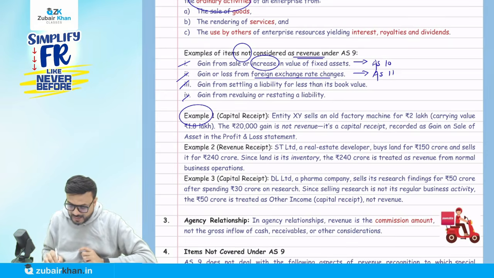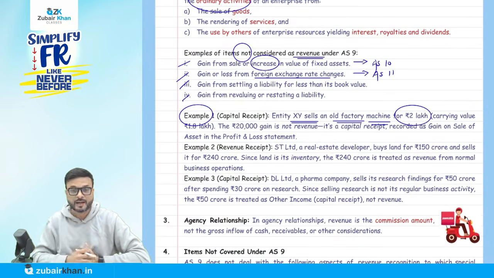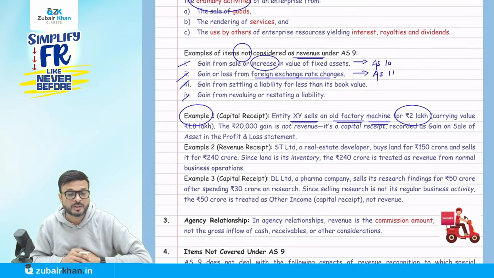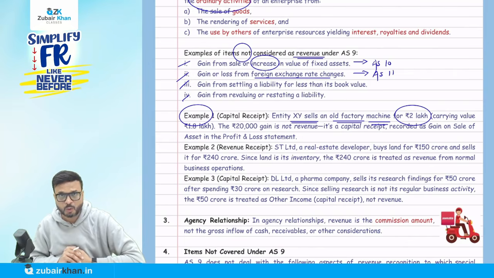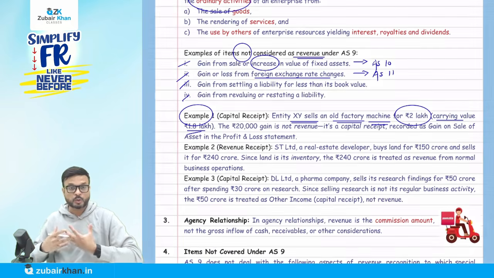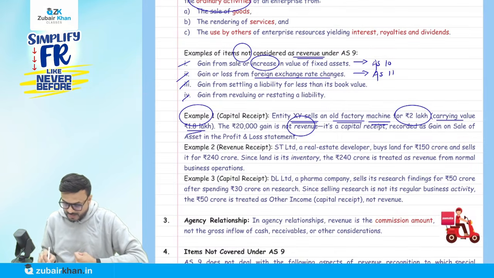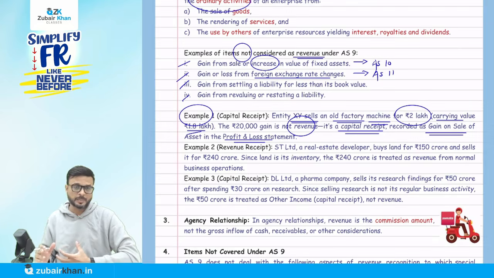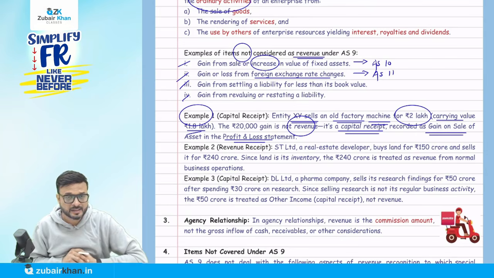They say entity XY sells an old factory machine for rupees 2 lakh. What do you think? What is this factory machine? PP, property, plant, and equipment. Is it a revenue? No, it's a capital receipt. We don't call it a revenue receipt. Their carrying amount, meaning book value, was 1.8 lakhs. So we sold at 2 lakhs, and we made a profit of 20,000. The 20,000 gain is not revenue. It is a capital receipt recorded as a gain on sale of asset in the profit and loss account. Yes, we will record it in the P&L account, but that is not going to be covered by AS 9. That is covered by AS 10, PP.